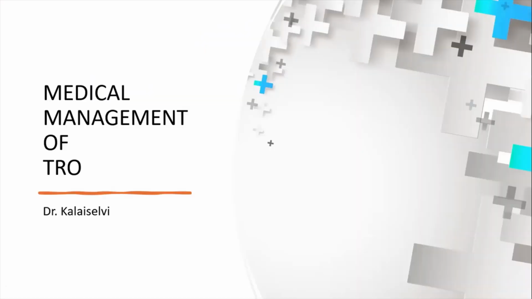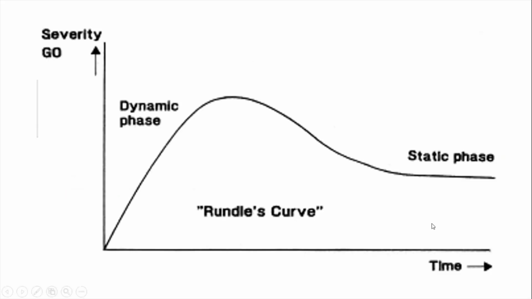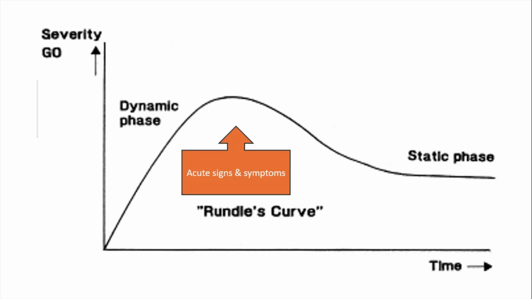And now my topic is medical management of thyroid-related orbitopathy. So in the medical management, first I would start with the famous Rundle's curve, where we have two phases. Initially, we have the dynamic phase followed by a static phase. So here the severity is plotted against the time.